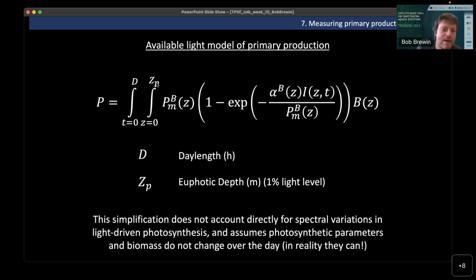and here I'm using the euphotic depth, but you could integrate further down into the water column. Just bear in mind that below the euphotic depth there's not much light for photosynthesis anyway. So for the purpose of this simple example, we're going to integrate down to the euphotic depth. Do bear in mind that this simplification does not account directly for spectral variations in light-driven photosynthesis, as I mentioned before, and assumes the photosynthetic parameters and the biomass do not change over the course of the day, when, of course, in reality they can.